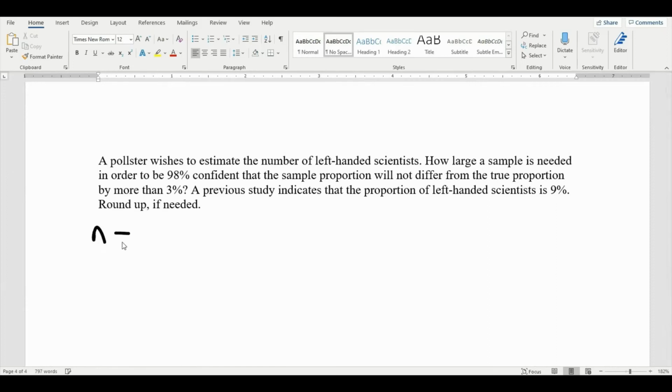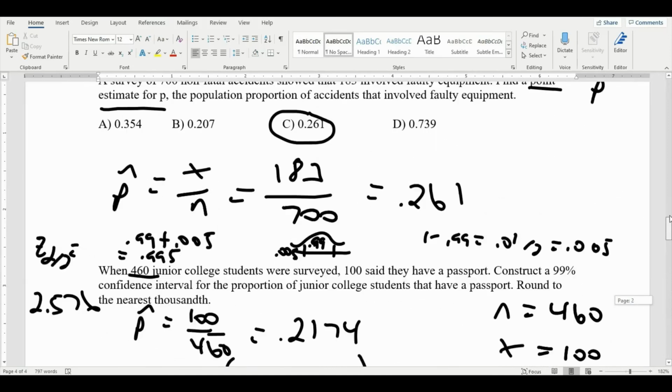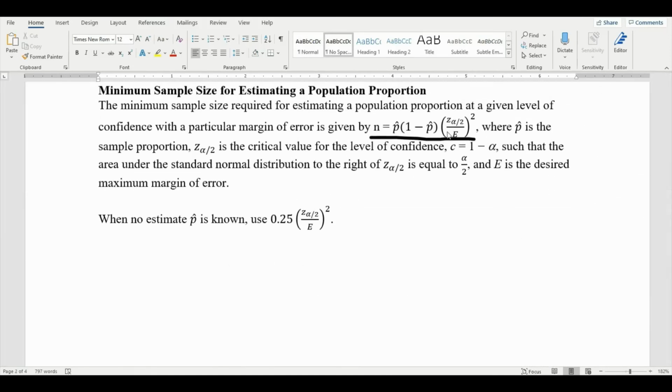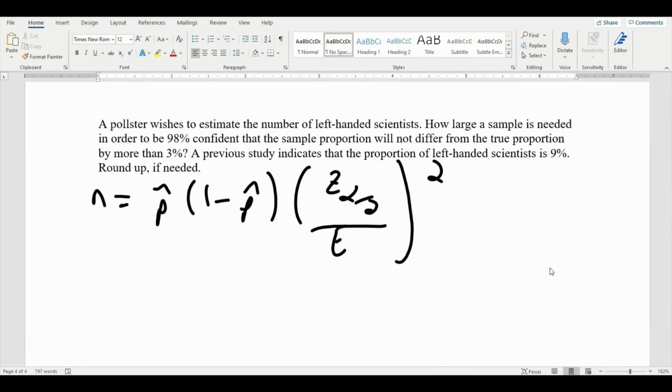So n equals z alpha over 2. No, that's not it. I'm trying to do my memorization. p hat times 1 minus p hat times z alpha over 2 divided by E, squared. Let's make sure that I did that correctly. p hat, 1 minus p hat, z alpha over 2 over E. Let's see what we can find out here. How large should the sample be? That's what we're using. We're finding n. n means how many.